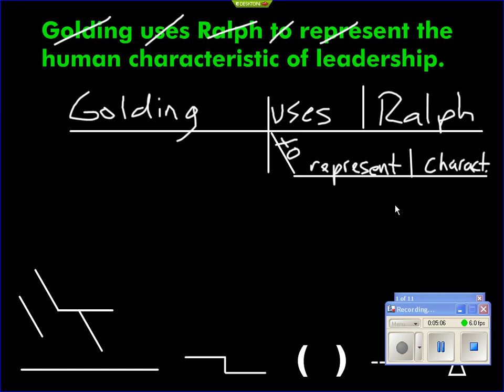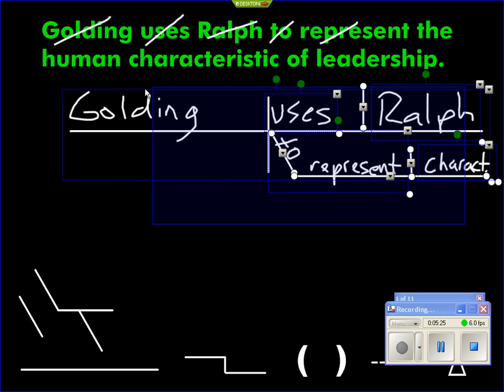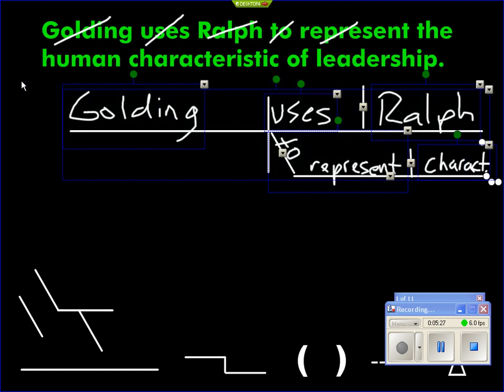Folks, grammar diagrams make sense. If this word characteristic is receiving the action of the verb, it goes in that position. Ralph is receiving the action of this verb. It goes in that same position. There's repetition of this positioning. So if you learn it once, chances are pretty good that it's going to reappear somewhere else. Now let me give myself a little bit more space.